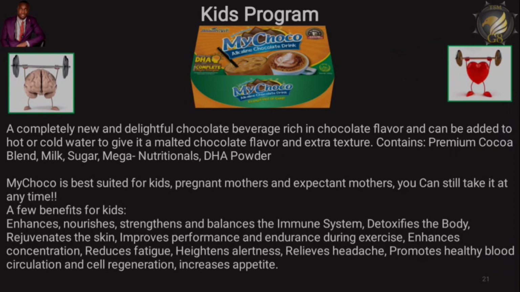Also, if you have kids who are so hyperactive, kids who are very stubborn, breaking things in the house, and they go to school every day and you're told this one made a mistake, this one hammered another kid, this one wounded another kid, like that. Give them this My Choco together with one of our supplements called Kid Gummies. You're going to see it, and we also have another one called Complete Phytoenergizer. Your child will calm down.